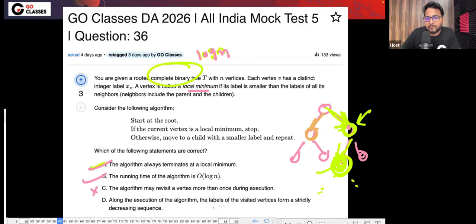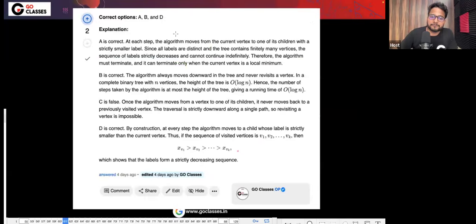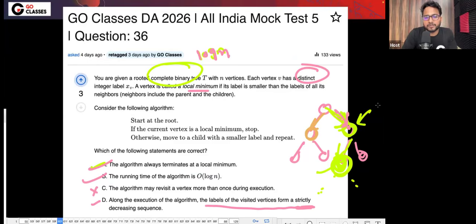Along the execution of the algorithm, the labels of visited vertices form a strictly decreasing sequence. Yes, you will go in the decreasing order, right? You will go in the decreasing order. So that's why this is also true, because there are distinct integer labels. So that's why you can say this is strictly decreasing, because the numbers cannot be same. So it is not like non-increasing or something like that. It is strictly decreasing. You have to decrease it, right? Because the numbers cannot be same. So A, B, and D are the correct answers here, right? It was an easy question, a 2 mark question only.